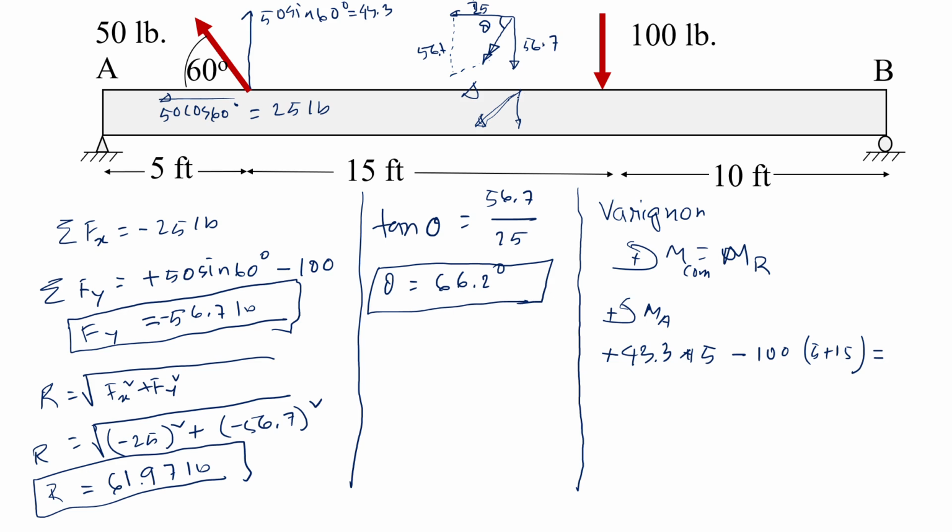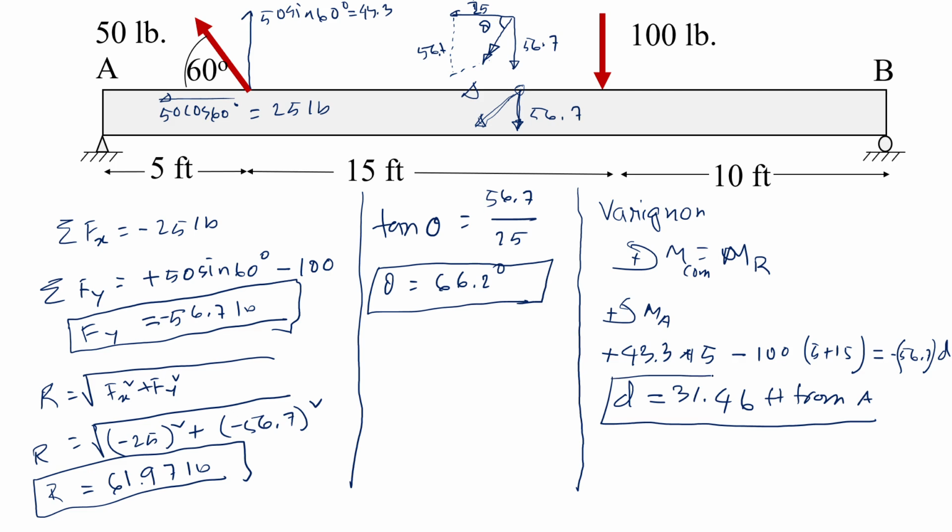If you look at the resultant, the x component passes through A, so it's not going to cause anything. The y component, which is 56.7, will cause a clockwise moment. So that will be negative 56.7 times the distance we don't know, which we try to find out. So that's D we're going to calculate. I calculated that D is 31.46 feet from point A.